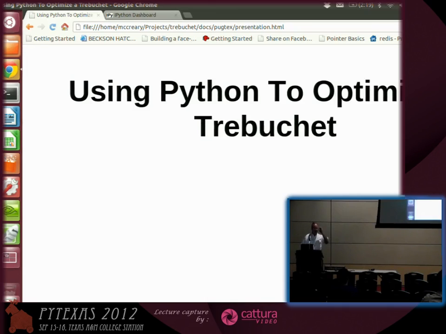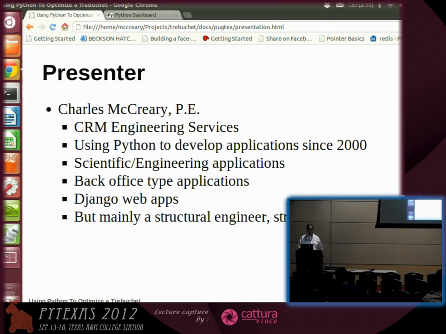Python to optimize a trebuchet. And it might seem, well, why would one want to do that? Let me discuss. First, my name is Charles McCreary. I'm an engineer in Northeast Texas.